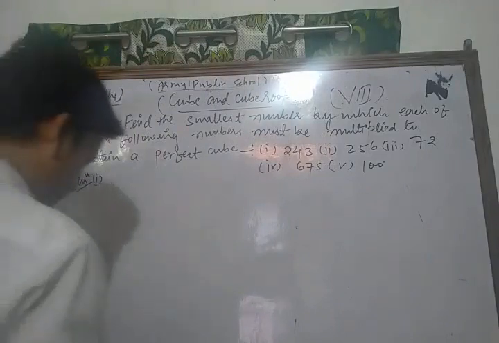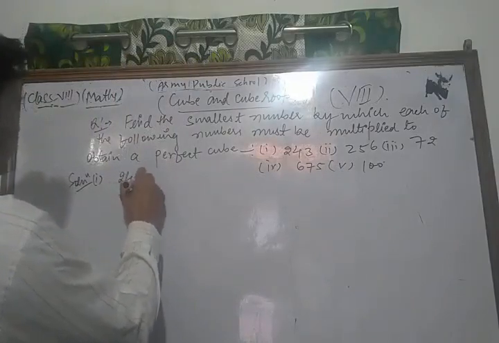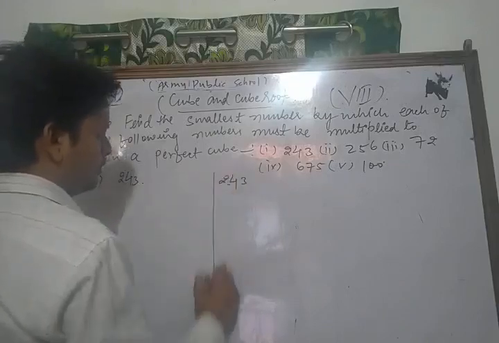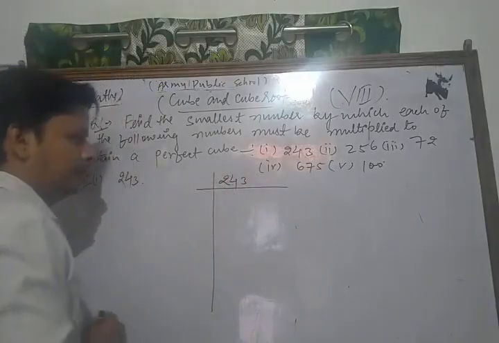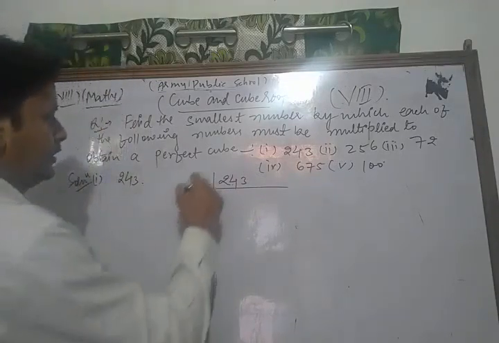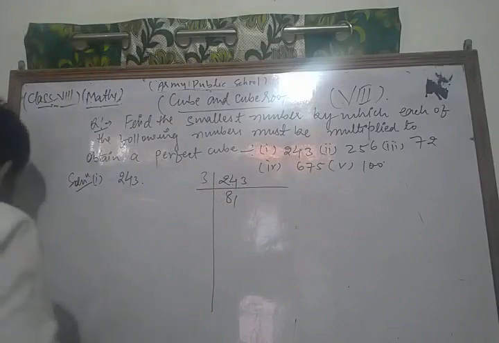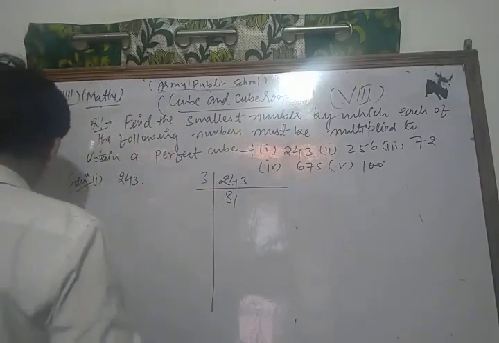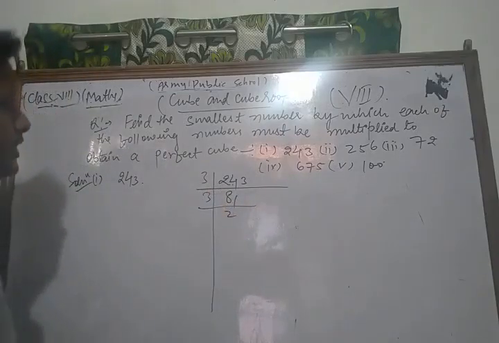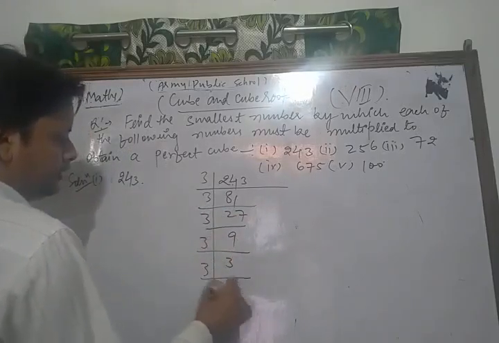So first of all, we take and solve the first part of this question, which is 243. First of all, we do the prime factorization. Let's see. Now, first of all, by 3. 3 eights are 24, 3 ones are 3. Now again by 3, 3 twos are 6. 3 nines are 27. 3 threes are 9 and 3 ones are 3.